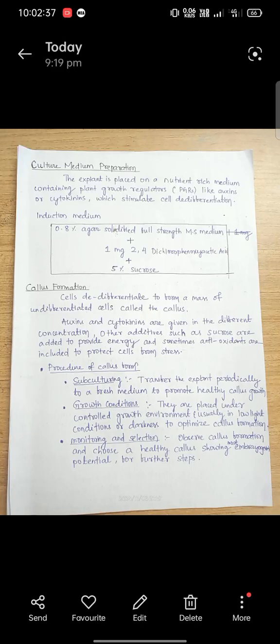So, culture medium preparation. This is the first long question. This will be a long question.